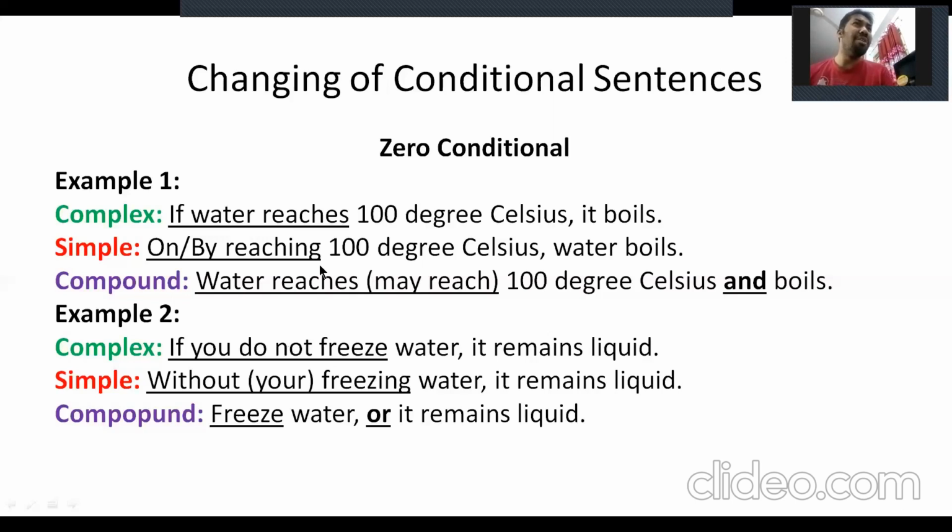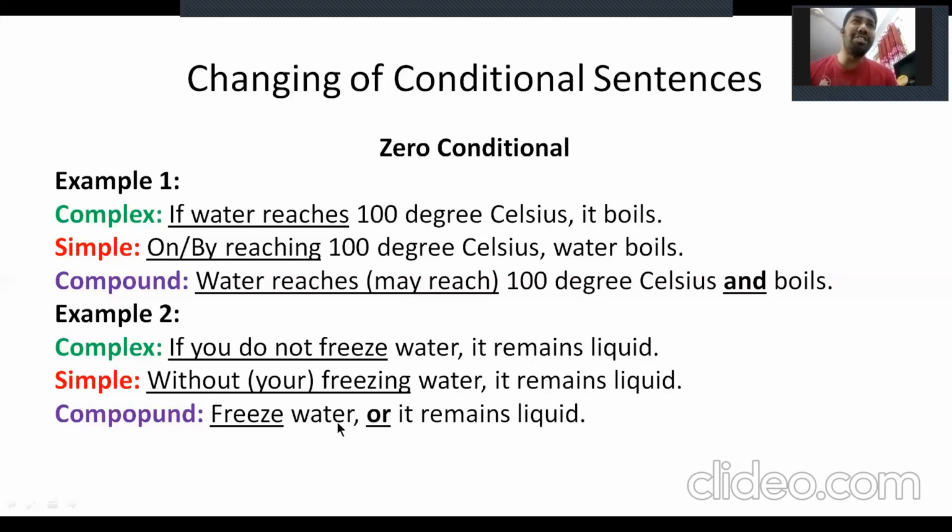Here is a negative form of this sentence based on zero conditional. If you do not freeze water, it remains liquid. To make it simple, drop the subordinating conjunction if from the subordinate clause and use without plus verb plus ing. If we use without to make the sentence simple, we normally drop the negative part of the sentence. So here, this do not is to be dropped to make the sentence simple. So: without freezing water, it remains liquid. You can also use: without your freezing water, it remains liquid. It gives the same meaning, but it sounds better if you use without your in this sentence.